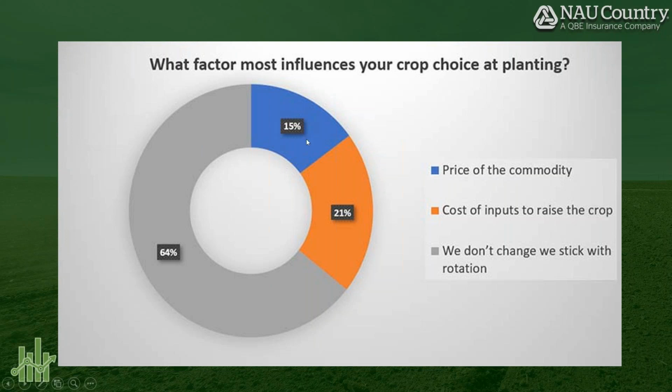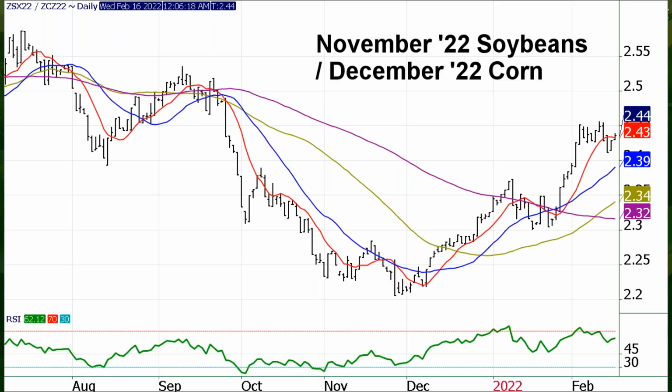15% said price of the commodity. 21% said cost of inputs to raise the crop. So inputs are getting a lot of people's attention, both the price as well as the availability here as we go into spring. So a lot of focus, especially between beans and corn, on this ratio between soybeans and corn. And if you go back to September, prior to the input costs going up, we had beans at a 2.5 to 1 ratio versus corn price.